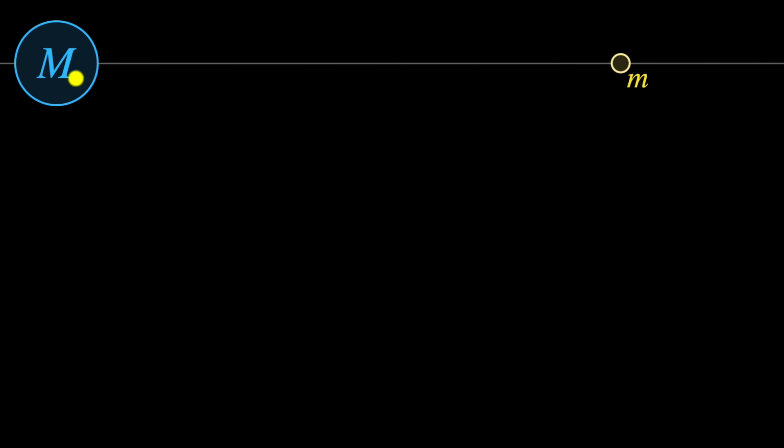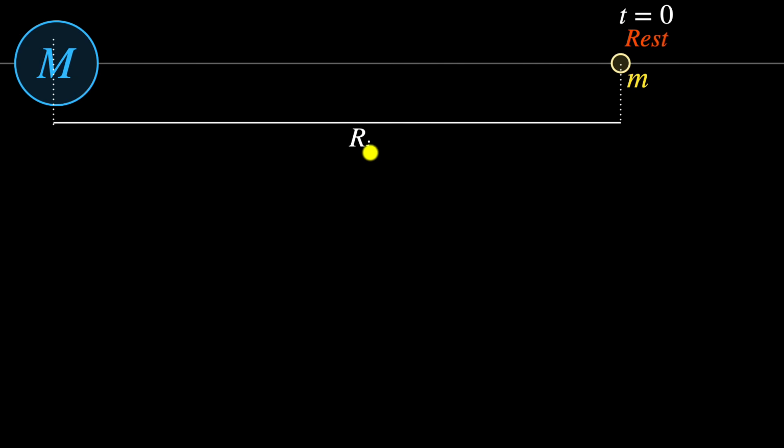A planet of mass m is attracting a very tiny object of negligible mass, small m. Let's say at time t equal to 0 that small m is at rest, and right now it's at a distance of Ri, r initial, from the center of the planet. The centers of mass are at a distance of Ri.